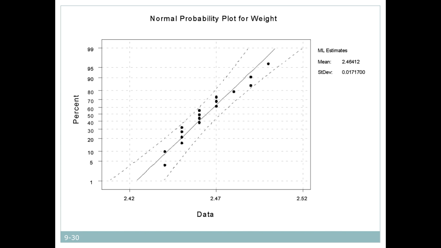One thing we want to check is to make sure that it looks normally distributed. And so here is a normal probability plot. This was created using Minitab, I believe, but you can create this using StatCrunch as well. That's back from chapter 4. But this looks pretty good.